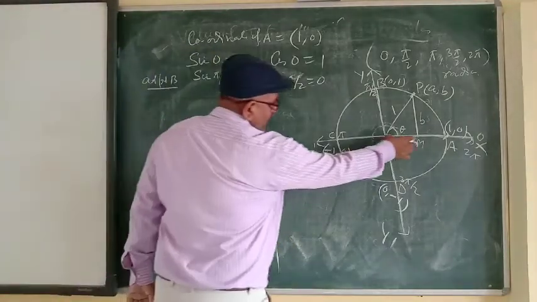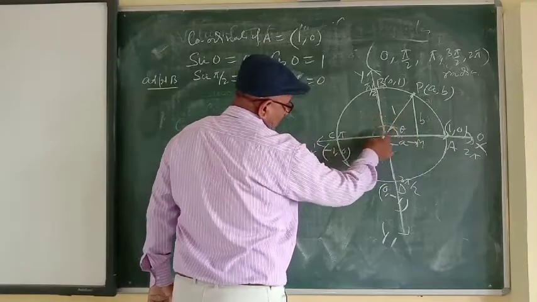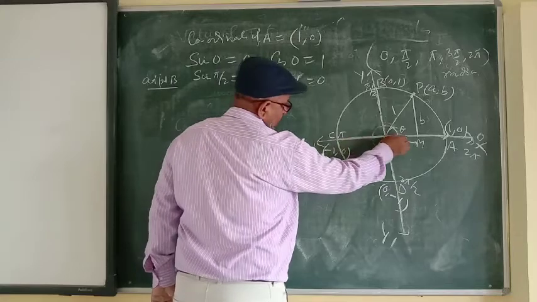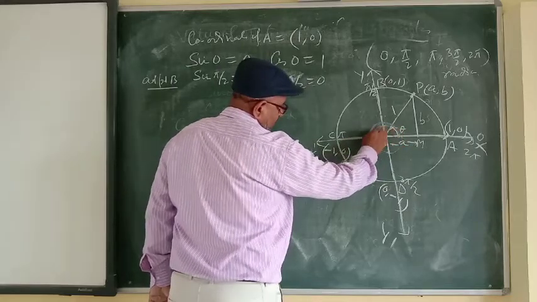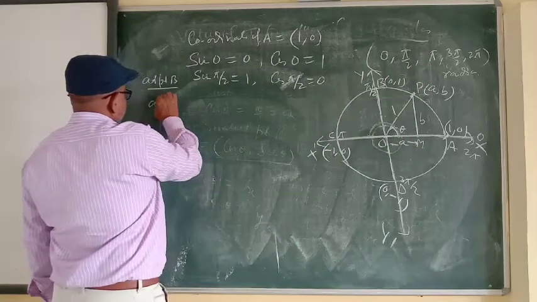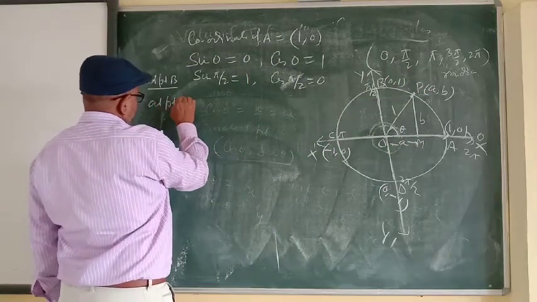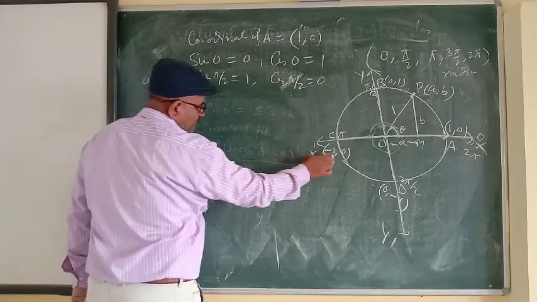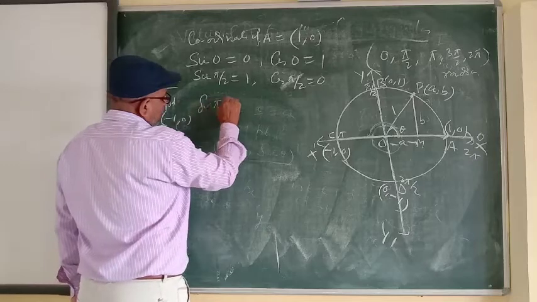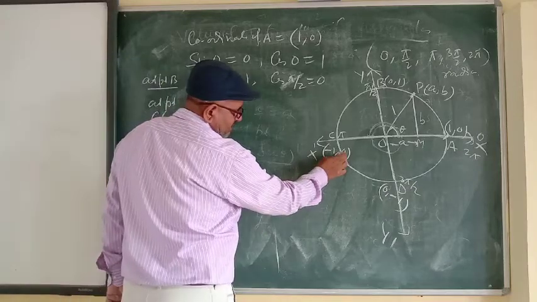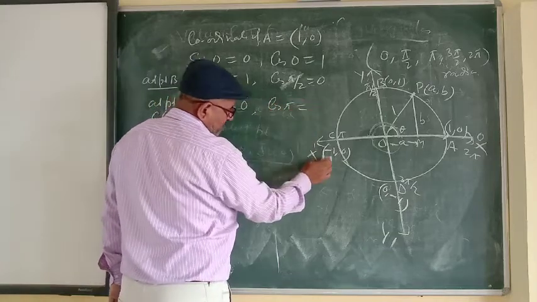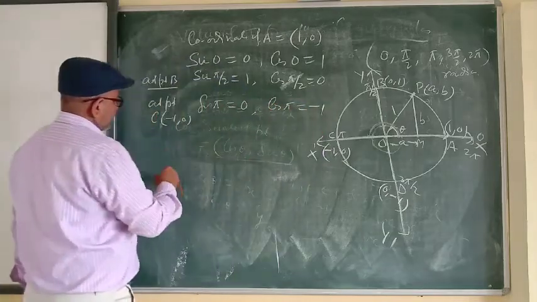When this ray OA rotates such that it coincides with OC, then what will be the angle? The angle will be 180 degrees, which means pi in radians. So at point C, the coordinate of C is (-1, 0). So what will be sin pi? The second component is sin, so sin pi is 0, and cos pi is the first component, -1.